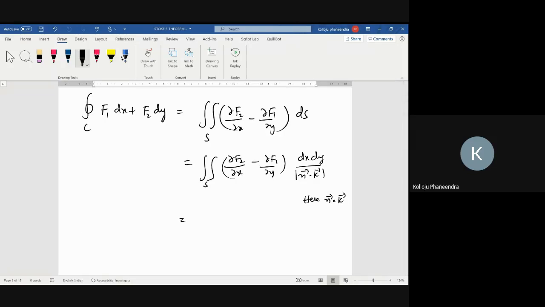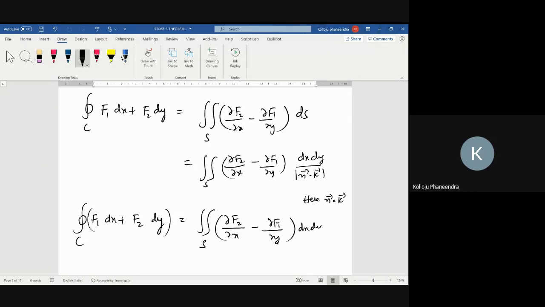So what does this entire expression become? The circulation over C of f1 dx plus f2 dy is equal to the double integral over S of ∂f2/∂x minus ∂f1/∂y dx dy, which is Green's theorem in the plane, where the region is given as R. So always remember, if I define Stokes theorem in two dimensions, it is equivalent to Green's theorem.